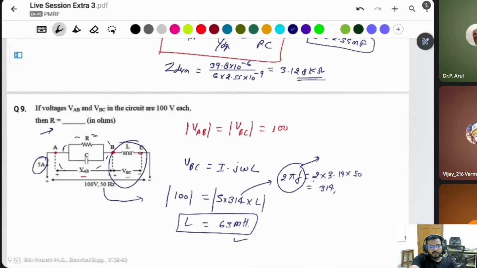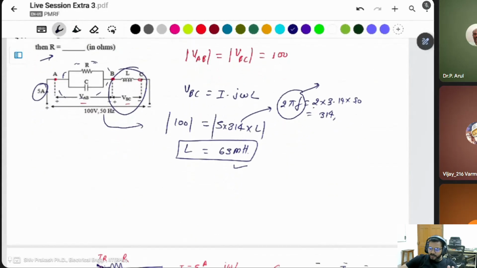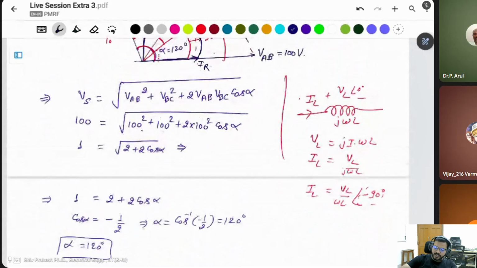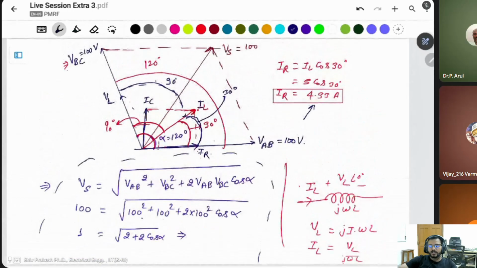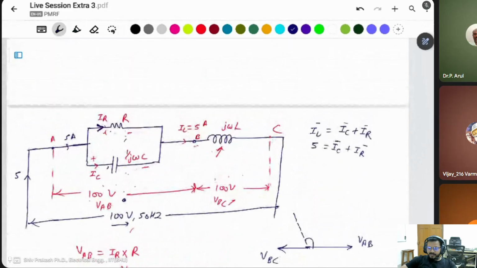Sir, is there any shortcut for this problem, sir? This also takes more time. This is the shortcut only. If you know the phasor diagram, then you can solve this in very little time, because only this calculation is there. Nothing else. There is no calculation, only this one, 120 degree, then the phasor diagram. Do we have to mug up this as a formula?